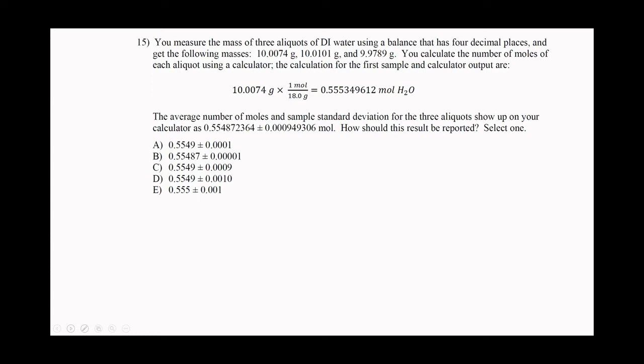You measure the mass of 3 aliquots of DI water using the balance that has 4 decimal places, and you get the following masses to calculate the number of moles. For your first sample, your output is this. The average number of moles and sample standard deviation of the 3 aliquots show up as these numbers. How should this be reported? Rule 1. Report your error with 1 significant figure unless it begins with a 1 or 2. This begins with a 9. The 4 does not have a round. You must match your answer, right? That 7 causes the 8 to round, to the error. Then you must compare it.